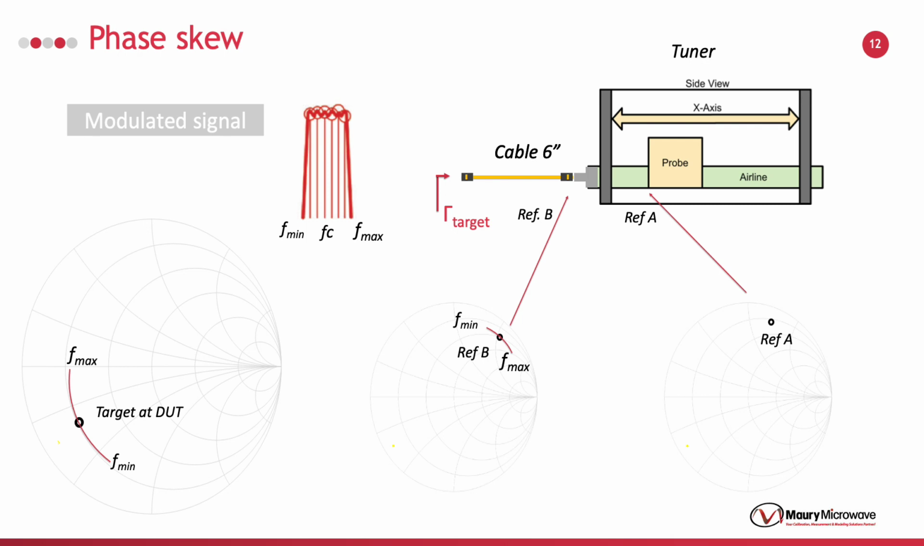This phenomenon is independent from frequency Fc and only dependent on the distance between the target reference plane and the reflection element and the bandwidth of the signal. The end result means that with passive tuners, it's not possible to have a well-defined impedance pattern across the bandwidth of the signal.